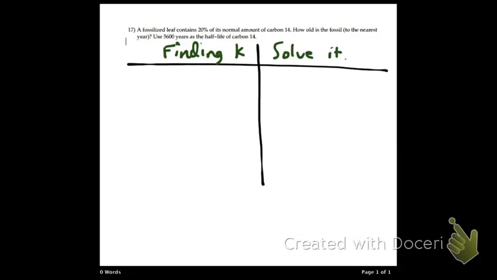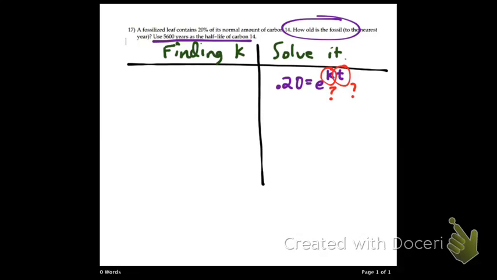Anyway, what do we know? We know that a fossilized leaf contains 20% of its normal amount of carbon-14. So under the solve-it part, we know that 0.20 is equal to e to the kt, and we want to know how old the fossil is, to the nearest year. We are also told that 5,600 years is the half-life. So in this part we know that 0.20 equals e to the kt, but we don't know what k is, and we don't know how old the fossil is. That means we have two variables and one equation.